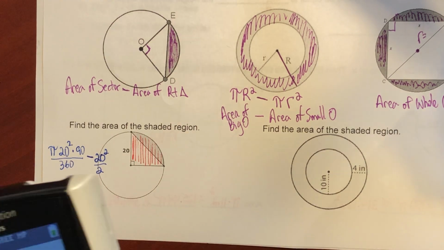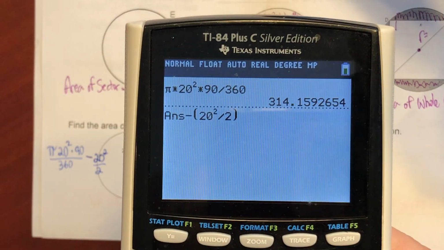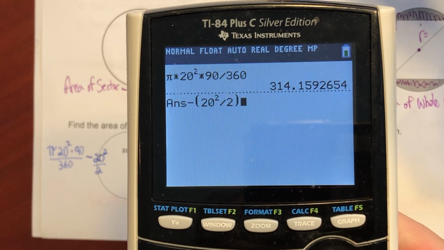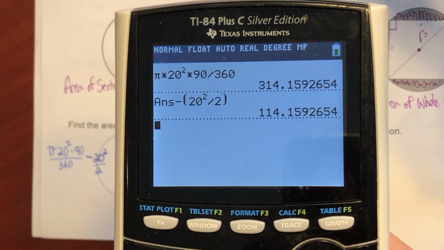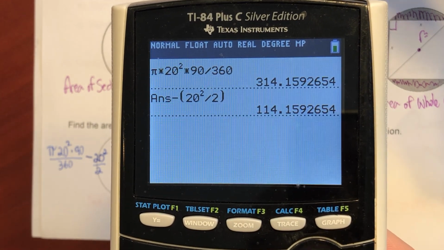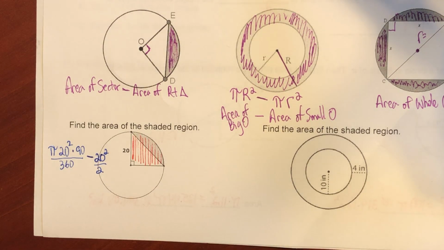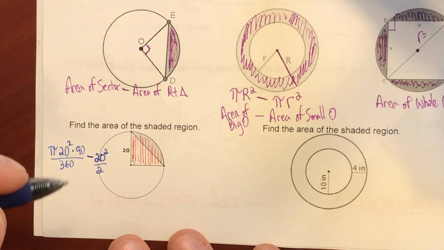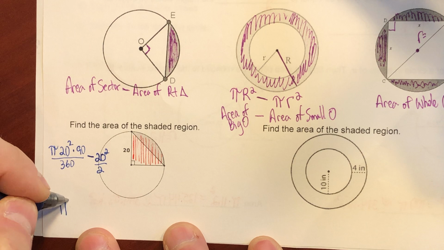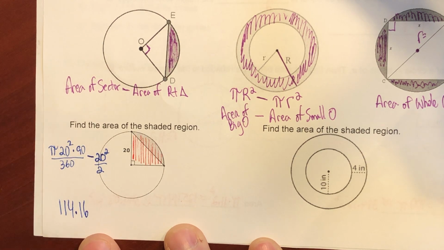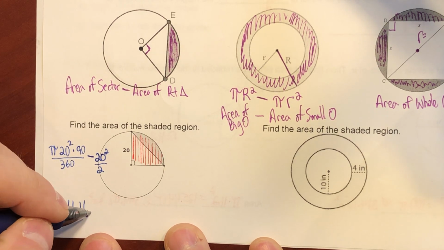Notice I put that in a parenthesis. So I took that answer that I had first, minus the 20 squared divided by 2. And what do I get? 114.16 units squared.